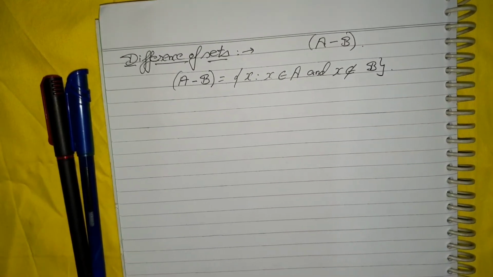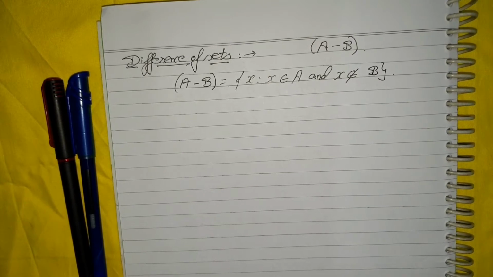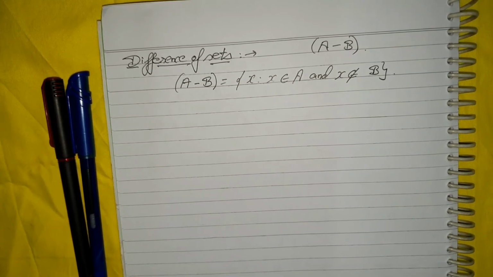So basically, in difference, when we find the difference, we write the set like elements of A, but we have to minus all those elements of A which are present in B.